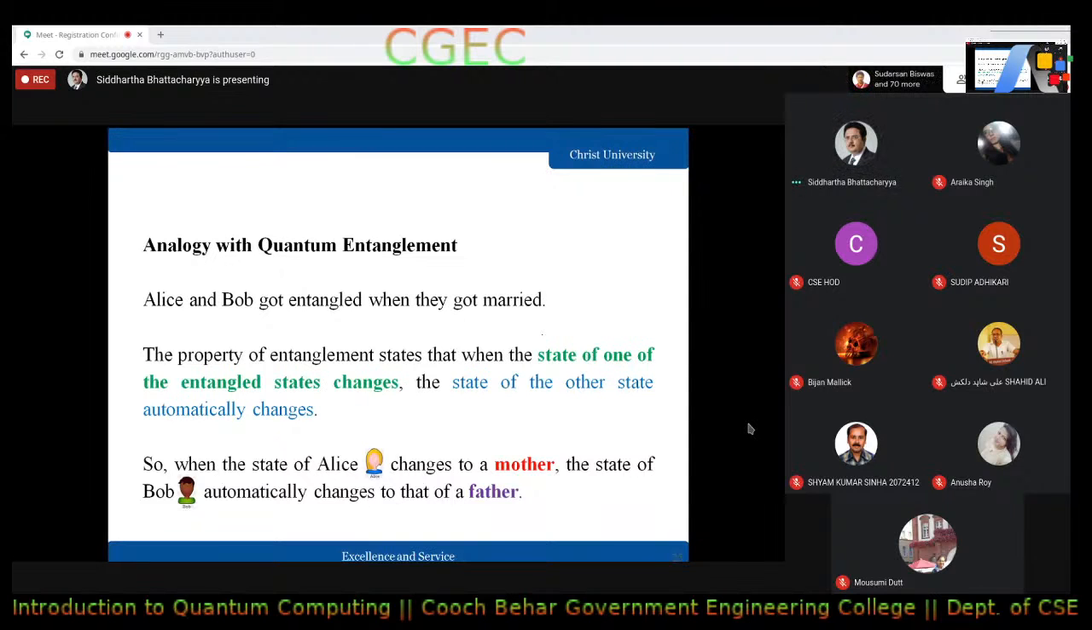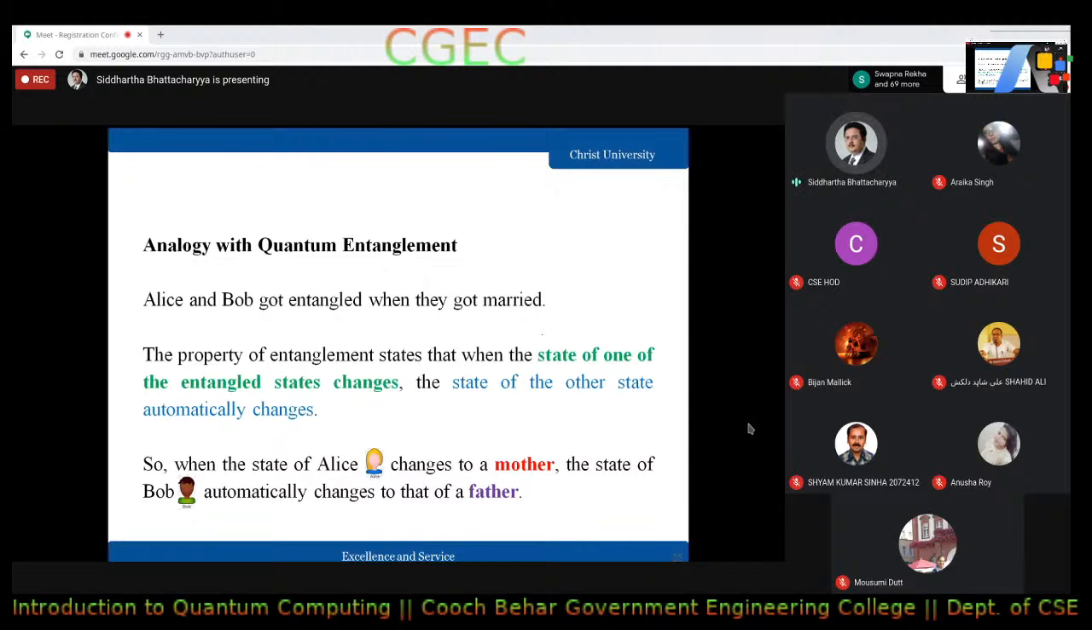As you see in this example, it is as if the news of Alice becoming a mother has been transmitted to Bob so fast, or faster than the speed of light, quite lightning speed. That means this very fast communication is possible. It is a theoretical concept, but you can visualize it like this, that the news has somewhat been transmitted to Bob, so that the state of Bob has changed.